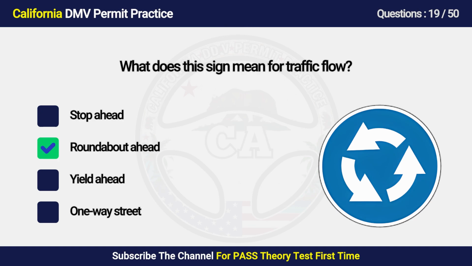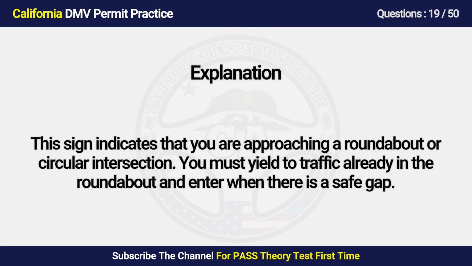Answer is B. Roundabout ahead. This sign indicates that you are approaching a roundabout or circular intersection. You must yield to traffic already in the roundabout and enter when there is a safe gap.